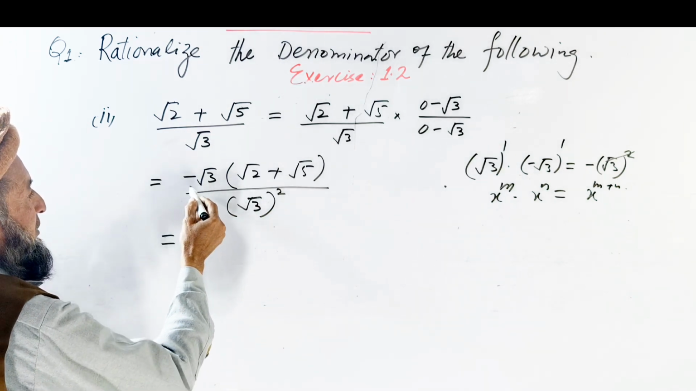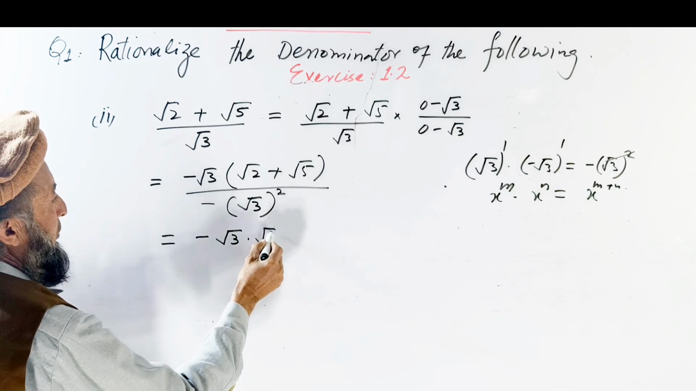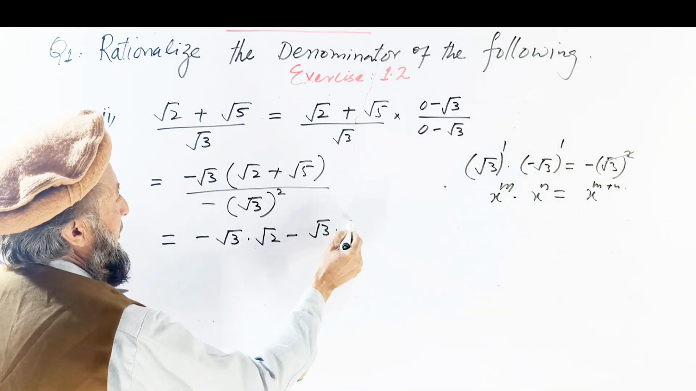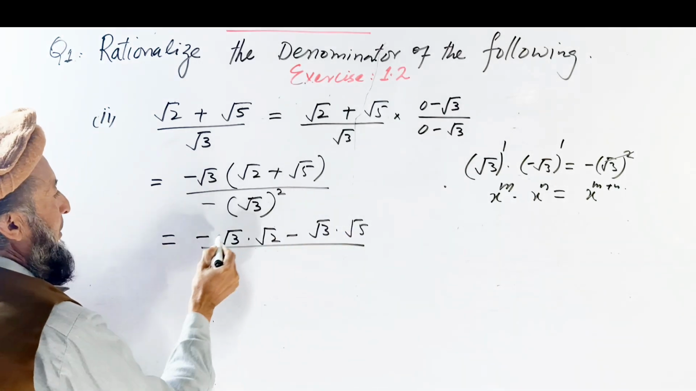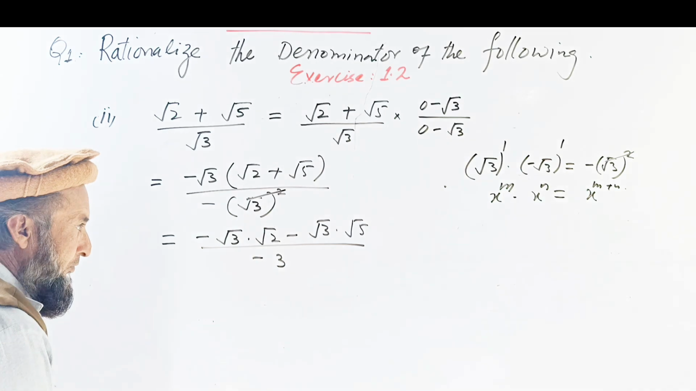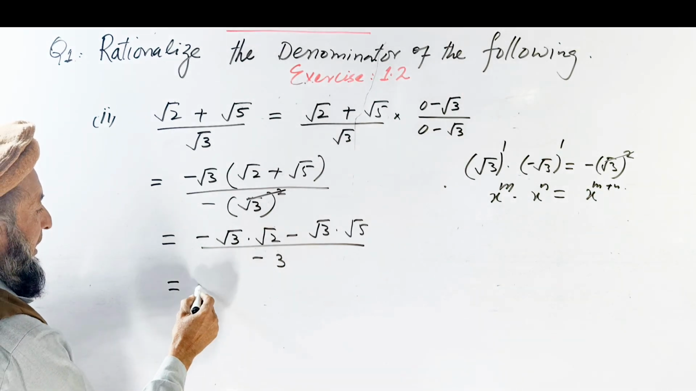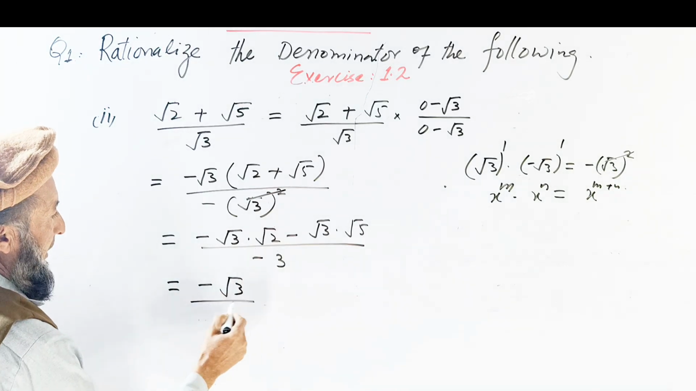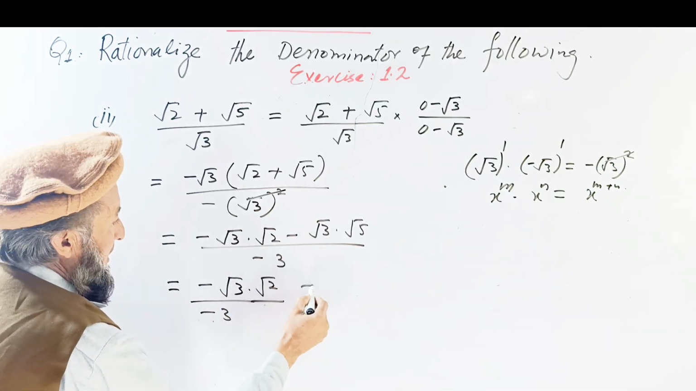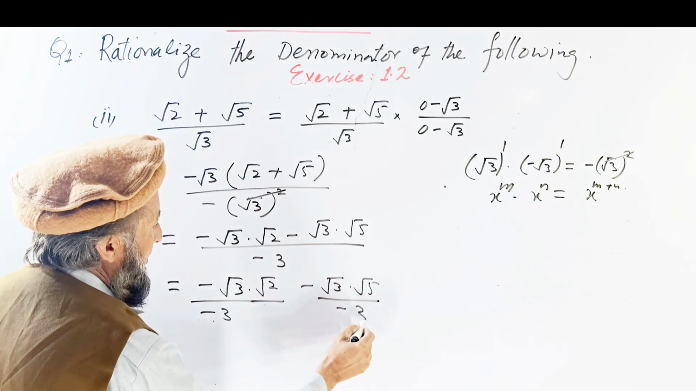Now if we multiply minus square root of 3 by square root of 2, minus into plus gives minus square root of 3 and square root of 5, divided by, this cancels each other and we get minus 3. Now this minus 3 is again divided: minus 3 divided by minus 3, and square root of 2 minus square root of 3 and square root of 5, divided by minus 3.